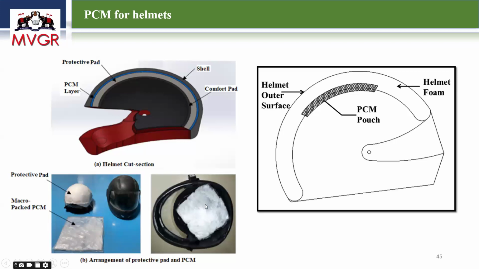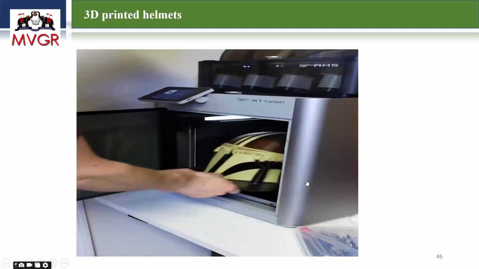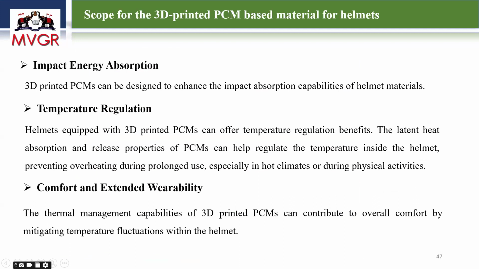So if you put PCM pads in here, the heat released from your head will be absorbed by the PCM material. So the temperature will be regulated, your body temperature will be maintained constant, and you feel comfortable. That is the advantage. This kind of phase change material is also printable nowadays. Helmets are also printable, and these printable materials are used for safety purposes.